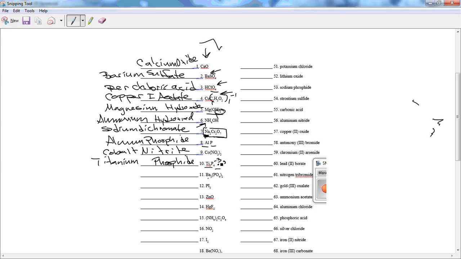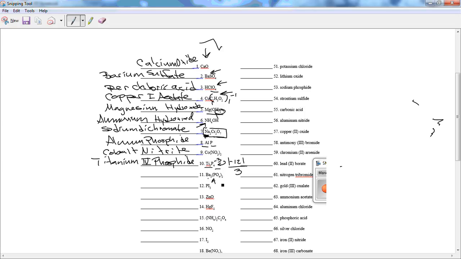I take the -3 times the 4 that there are of them. That equals -12. I take the absolute value of that and I divide it by the number of first atoms, which I'm pretty sure it's almost impossible to see. I'm pretty sure it's a 3. And that equals a 4. So this is titanium 4 phosphide.